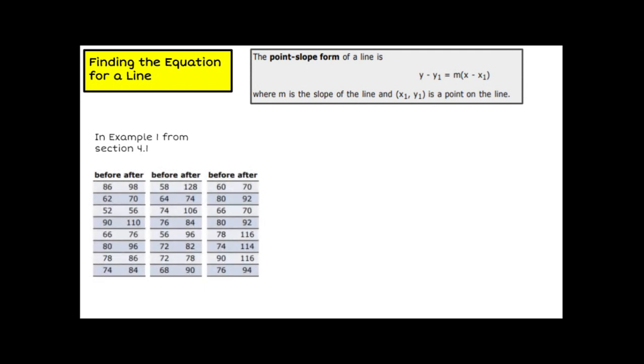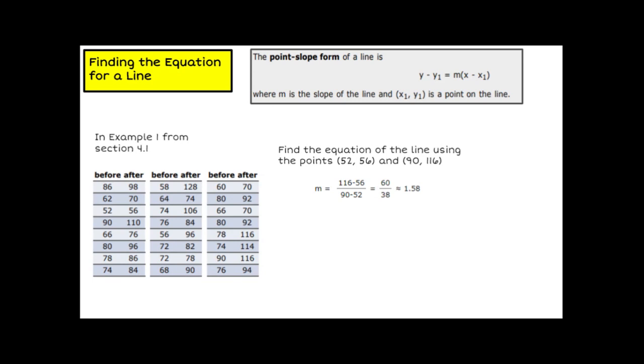Example 1 from section 4.1, we talk about the relationship between student heart rates in beats per minute before and after a brisk walk. Let's highlight a pair of points on that plot and use those points to find an equation for a line that might fit the scatter diagram. All right, so let's use 52, 56 and 90, 116. Using these two points, first let's find the slope, which is going to be approximately 1.58.